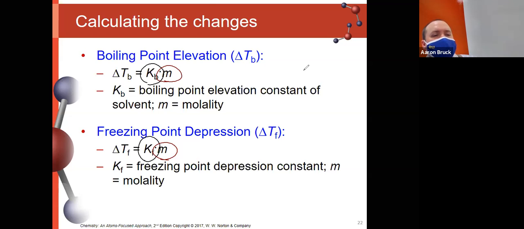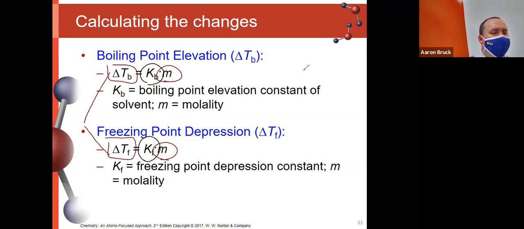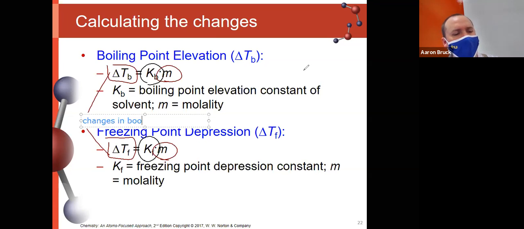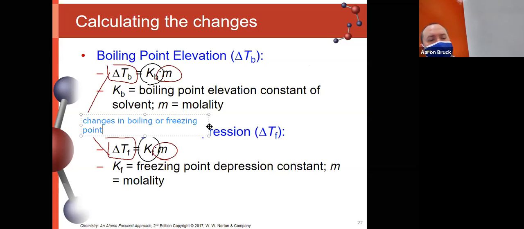Again, we haven't said anything about what the solute is. All we have stated merely is that the concentration has a direct impact on the freezing point or the boiling point change. So this value, delta Tb or delta Tf, represents the changes in boiling or freezing point. And that's an important distinction to make.